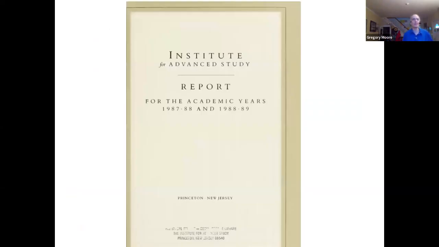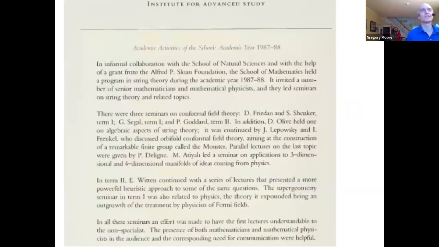So Peter Goddard provided me with this amazing document, the report for the academic years 1987-88, 1988-89 from the Institute for Advanced Study. And they had an interesting idea at the Institute. They said, let's have the mathematicians and the physicists try to talk to each other about conformal field theory. And so they had a little mini program in the fall where they tried to foster this mathematics physics interaction.